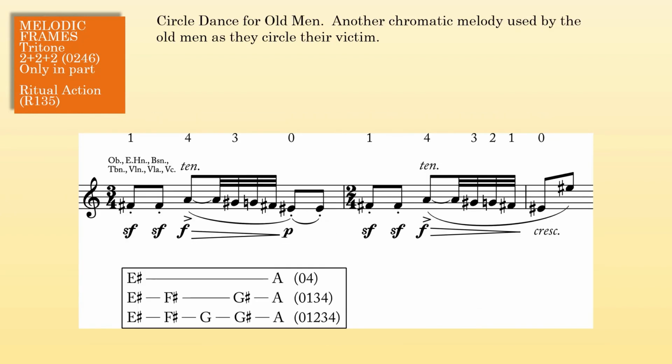This circle dance for old men is another chromatic melody moving within a whole tone frame, in this case 0, 4. It is used by the elders and ancestors as they circle their victim, but this one is more aggressive than charming.